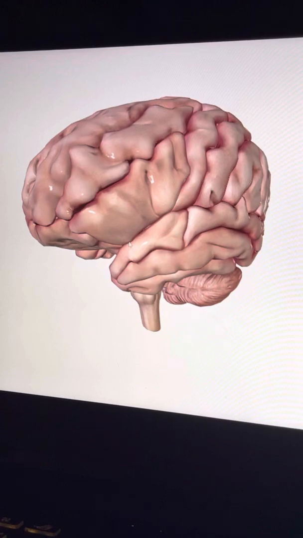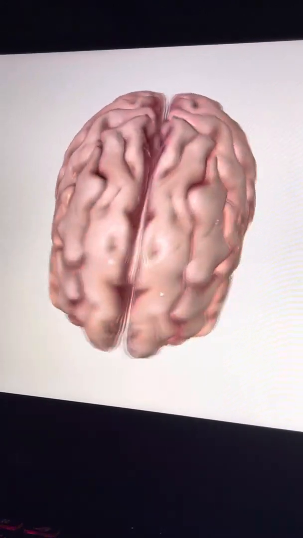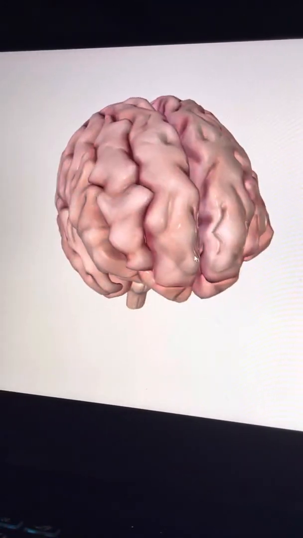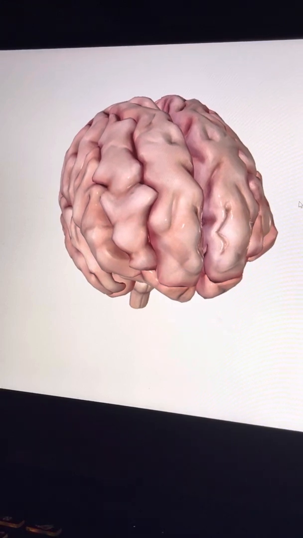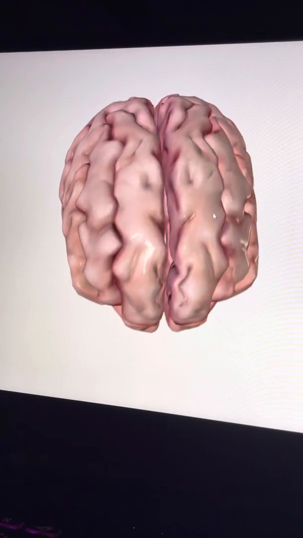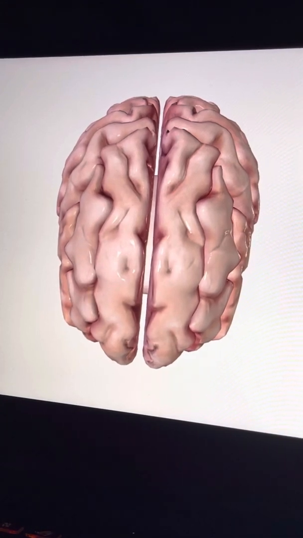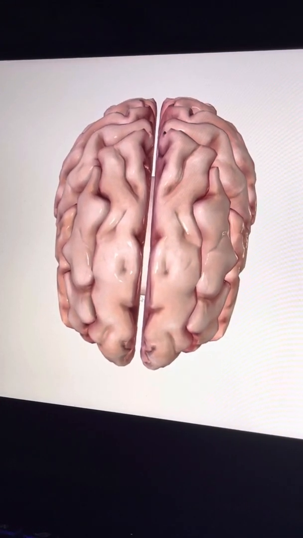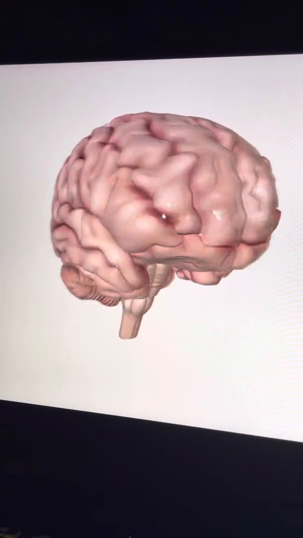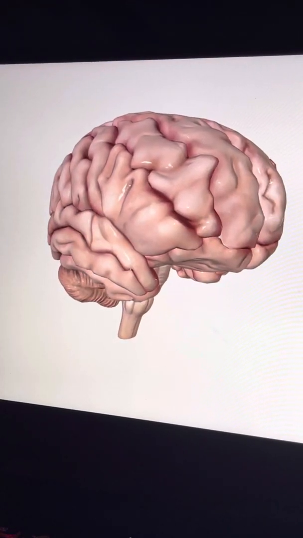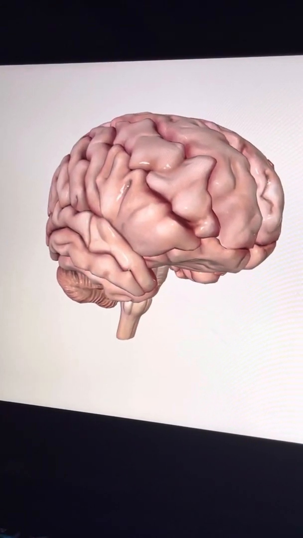Today we're going to be taking a look at the brain. The brain consists of several different parts, but let's start with the cerebrum. The cerebrum is going to be the largest part, consisting of the right and left cerebral hemispheres. And there are several lobes contained within this part, which is the frontal, occipital, temporal, and parietal lobes.